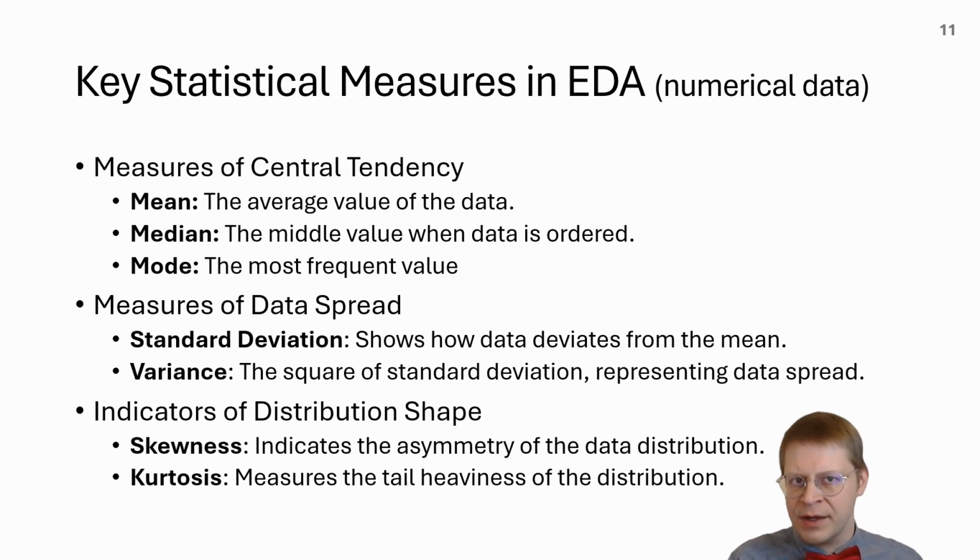Measures of data spread. To understand variability, we use standard deviation and variance, which tell us how much the data deviates from the mean. And as for the indicators of distribution shape, we use skewness, which informs us about the asymmetry of the distribution, and kurtosis, which measures how heavy the tails are, and they are essential for spotting potential outliers. Together, these metrics provide a comprehensive summary of the feature's behavior.